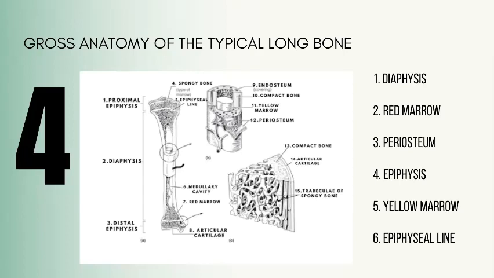So we are done labeling the diagram, and let's use the listed terms to characterize the statements following the diagrams. Number 1, made almost entirely of compact bone, that is diaphysis. 2. Site of blood cell formation, red marrow. 3. Fibrous membrane that covers the bone, periosteum. 4. Scientific term for bone end, that is epiphysis. 5. Contains fat in adult bones, yellow marrow. 6. Growth plate remnant, that is epiphyseal line.